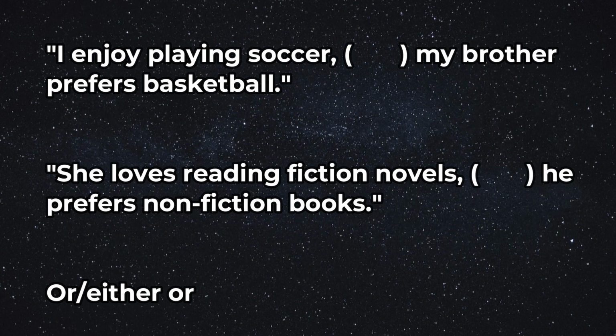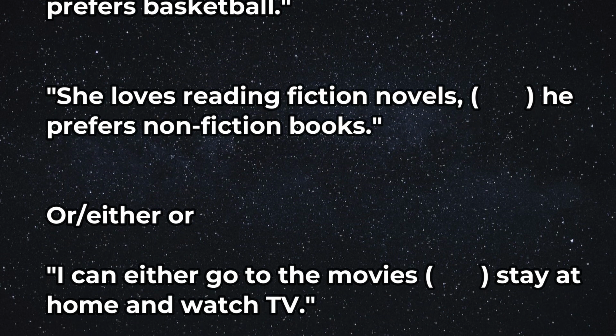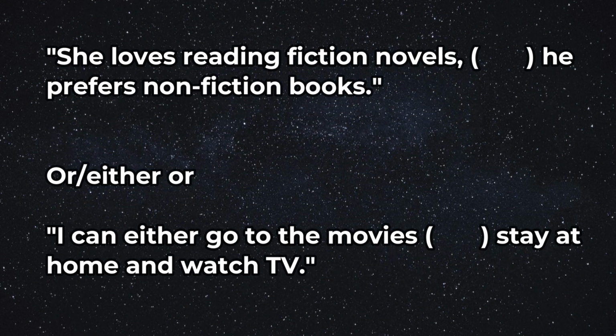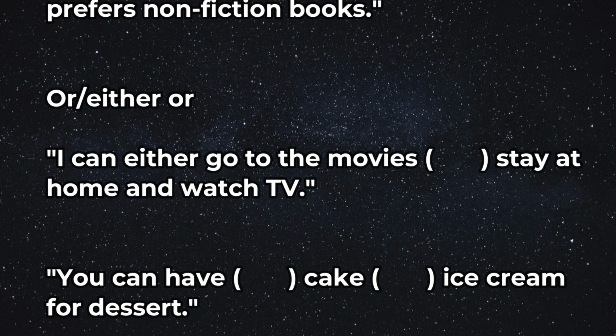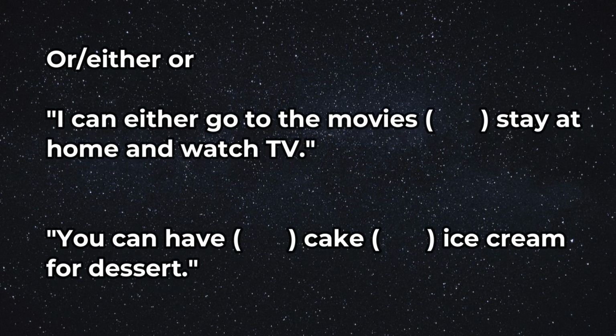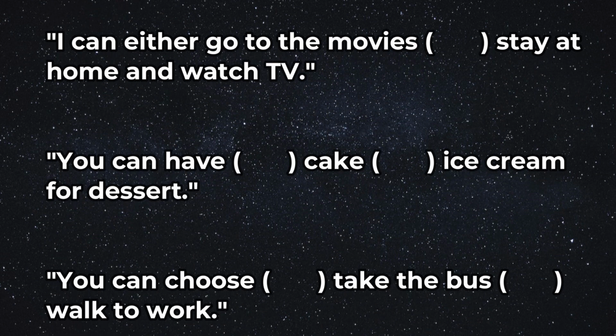Or, either or. I can either go to the movies blank stay at home and watch TV. You can have blank cake blank ice cream for dessert. You can choose blank take the bus blank walk to work.